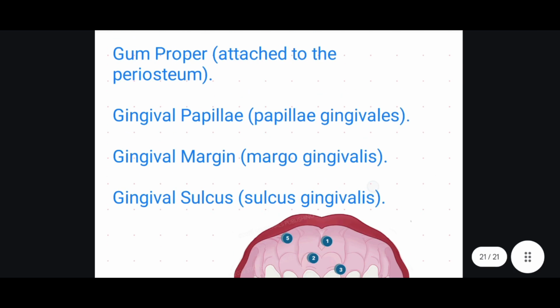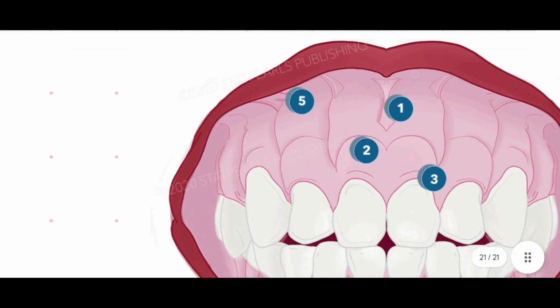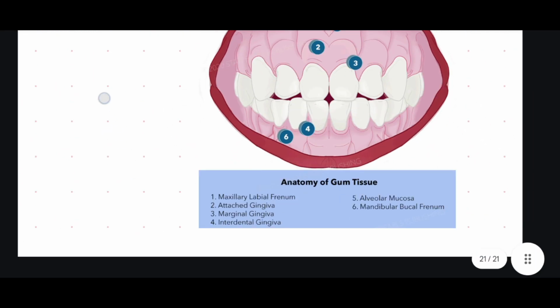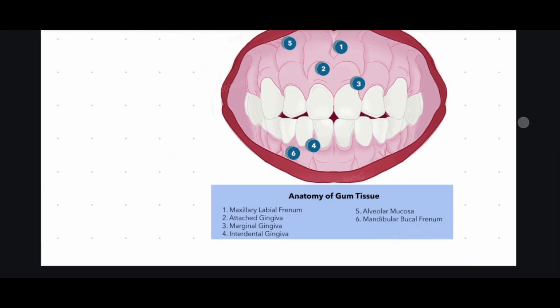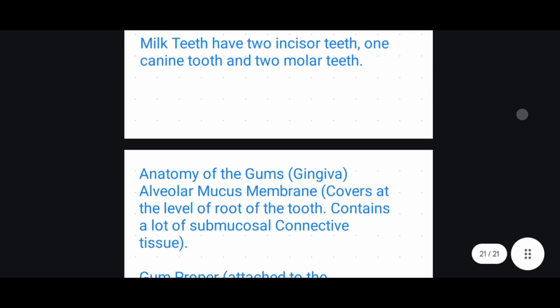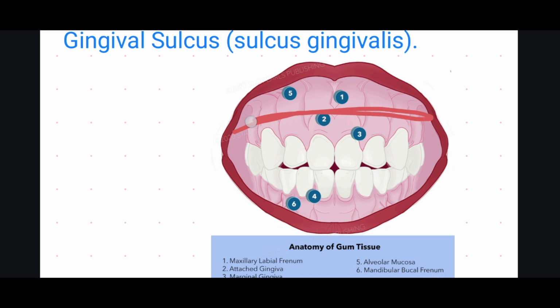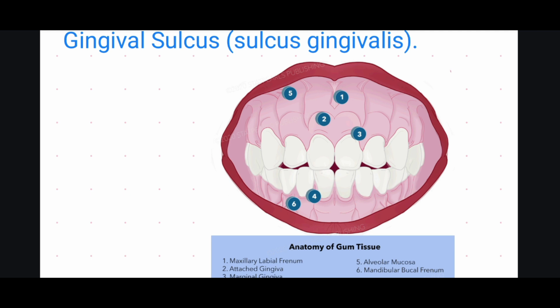As you can see, depending on where we look from, the division of the gums is different. The gum is divided into the alveolar mucous membrane, as you can see in point number 5. The next part which we can see is the gum proper, part number 2 over here. There are different parts of the gums which you can read in the notes. This area is called the alveolar mucous membrane. This area is called the gum proper. And this area is called the submucosal connective tissue.